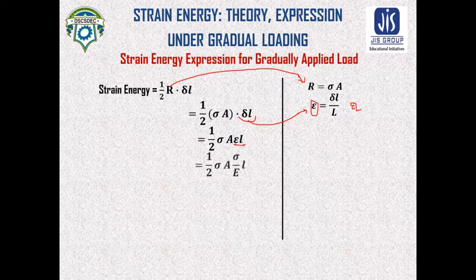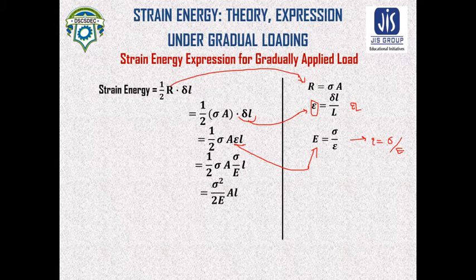Now, again, epsilon can be written as sigma by E. So putting this value in place of epsilon, we get half sigma A epsilon by E into L. Simplifying this, we get sigma square by 2E into AL.